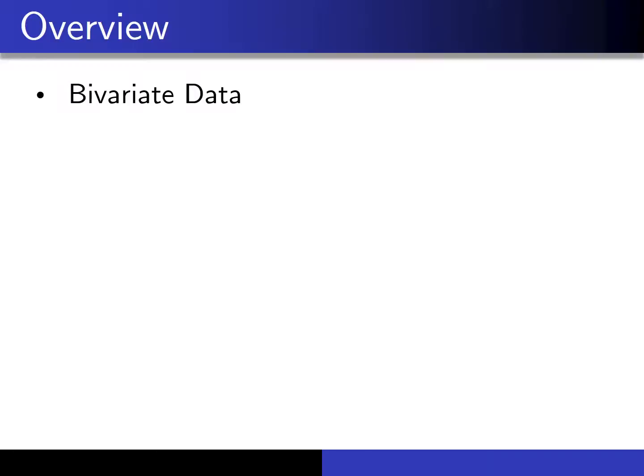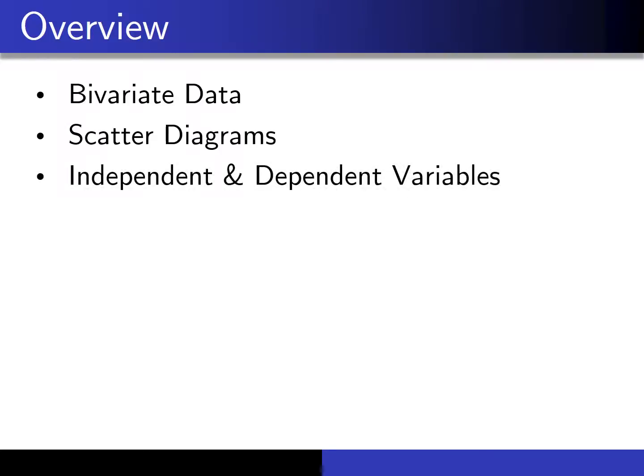What is meant by bivariate data? How can we use a scatter diagram to represent a set of bivariate data? What is meant by an independent and dependent variable? What is linear regression, and how can we use a regression line to carry out estimation or prediction?